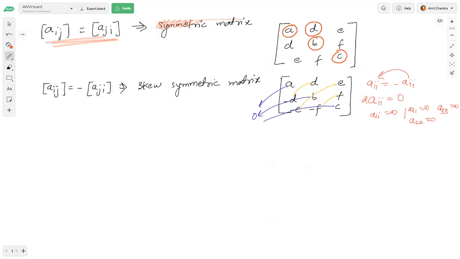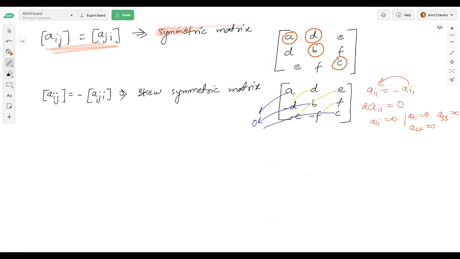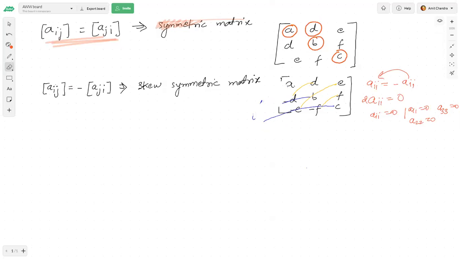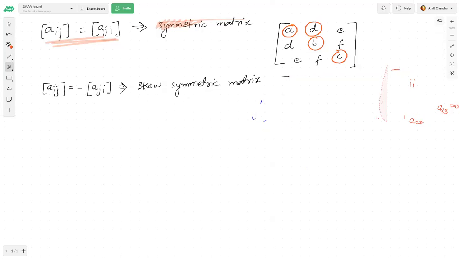Next is skew symmetric. Now for a skew symmetric matrix, let me explain it once again. Yesterday we saw the property is that Aij should be equal to minus Aji. If this is true, then the matrix is skew symmetric, है ना? So let's see an example. Suppose I have a 3 cross 3 matrix.